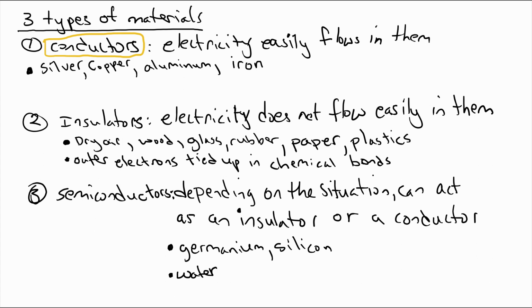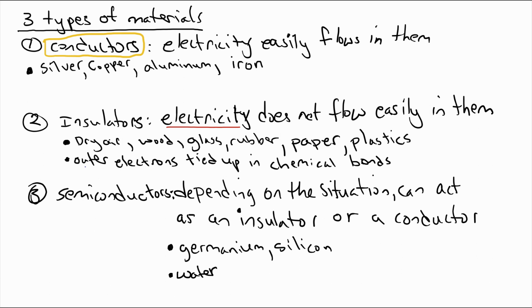And so we have basically 3 types of materials. We have conductors, and here I've circled it with yellow because that's one of those things that you need to define. In a conductor, electricity easily flows. That's the negative part of negative electrons. Some examples are silver, copper, aluminum, iron. Then we have insulators, and I say here electricity does not flow easily in them. Dry air, wood, glass, rubber, plastic, and paper are examples.